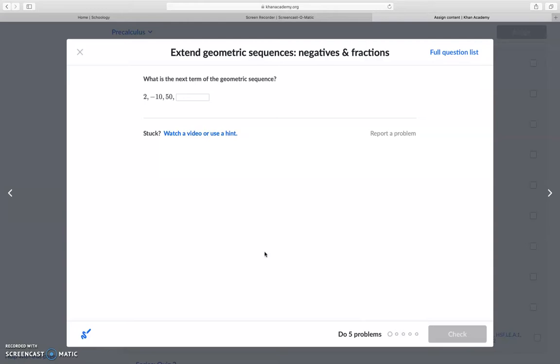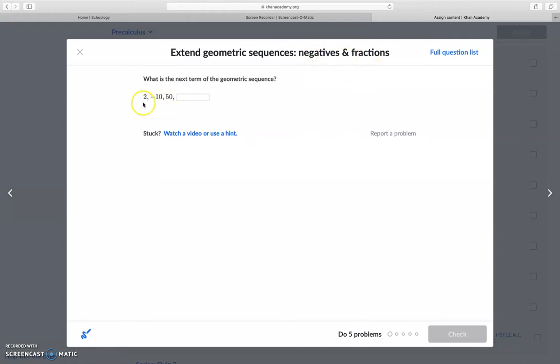We're still going to be talking about geometric sequences. Remember that geometric means that you are multiplying or dividing to get the next term in the list of numbers. That's a sequence. The list of numbers is a sequence. Arithmetic meant that you were adding and subtracting. But what's interesting about this assignment is that we're going to be dealing with negatives and fractions.